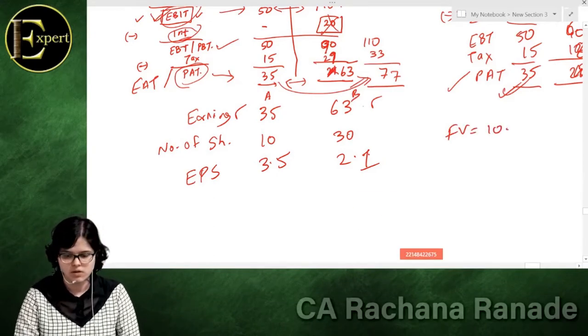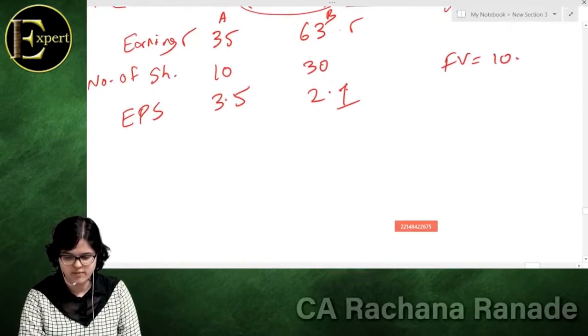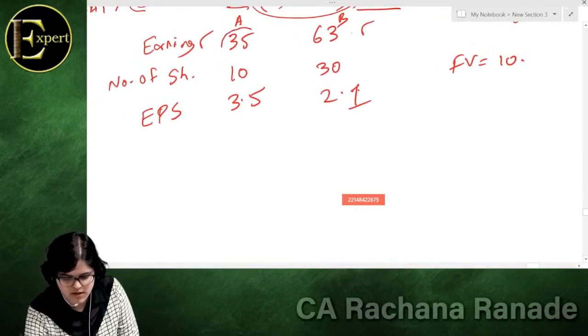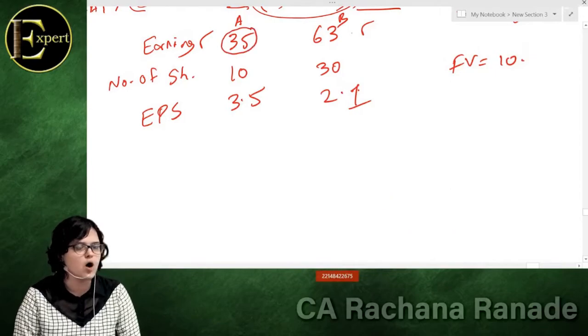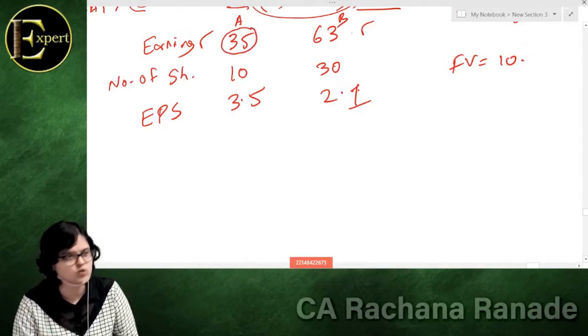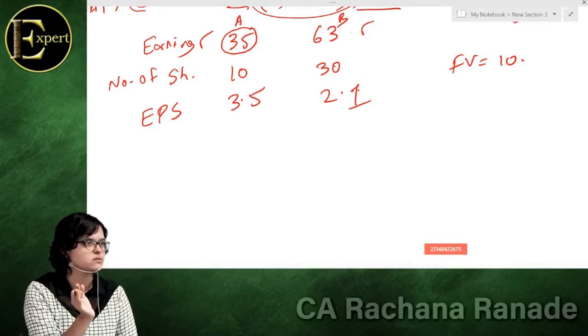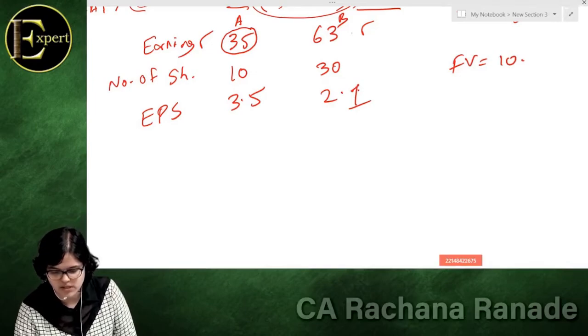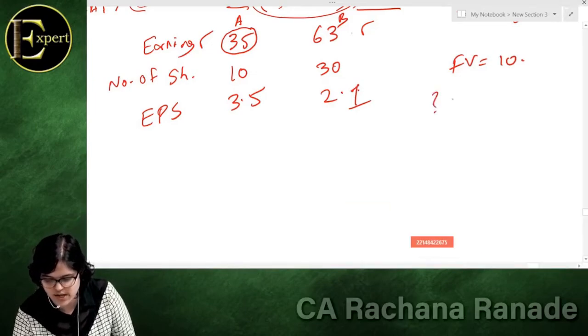Assume. Okay. Now everyone pay attention, a very important point coming up. Tell me, to earn this 35 rupees, how much capital, assume there is no debt for both companies. No debt for both the companies. Okay. To earn this 35 rupees, A company had how much total share capital?